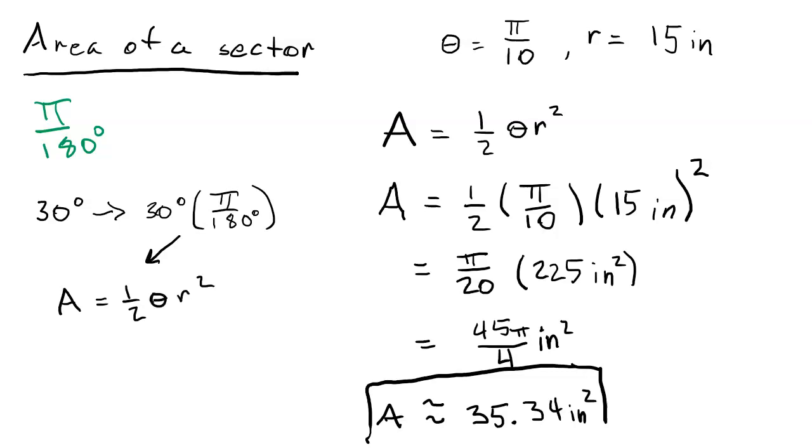Now this is an important step right here. You have to do this if you're given something in degrees. Otherwise, if you don't do this, then you have to change this formula because we derived this formula using radian angles. So that is important.